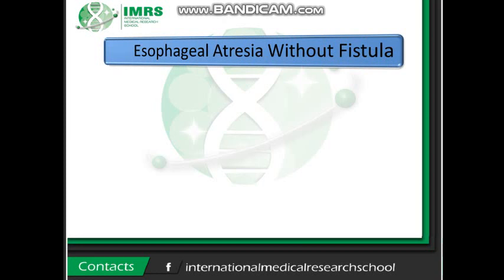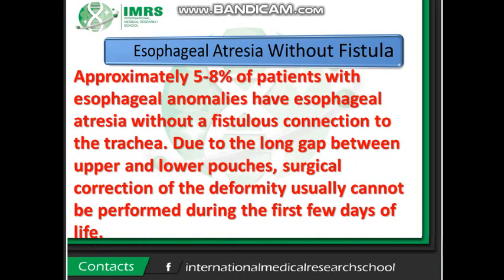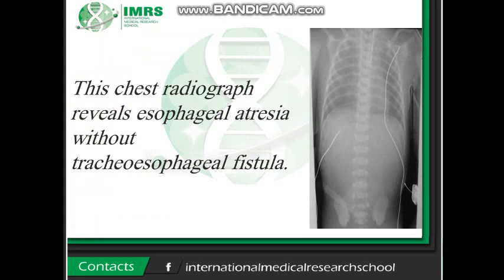Esophageal atresia without fistula. Approximately 5 to 8% of patients with esophageal anomaly have esophageal atresia without fistula. Why? Due to the long gap between upper and lower pouches. Surgical correction of the deformity usually cannot be performed during the first few days of life. In this picture, this chest radiograph shows esophageal atresia without tracheoesophageal fistula.